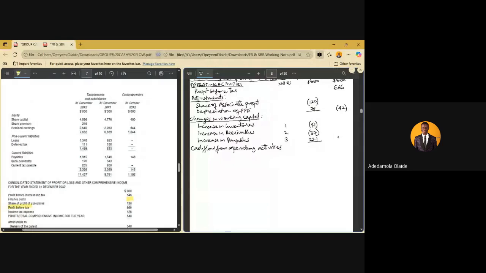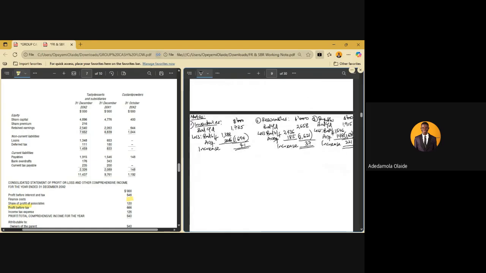Total changes in working capital, 143. The summation for cash flow from operating activities will be what? 767.